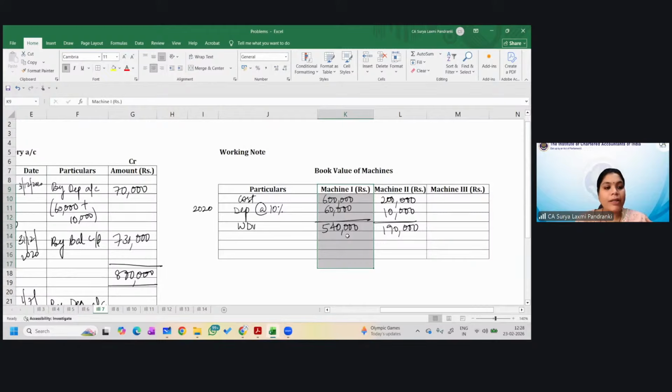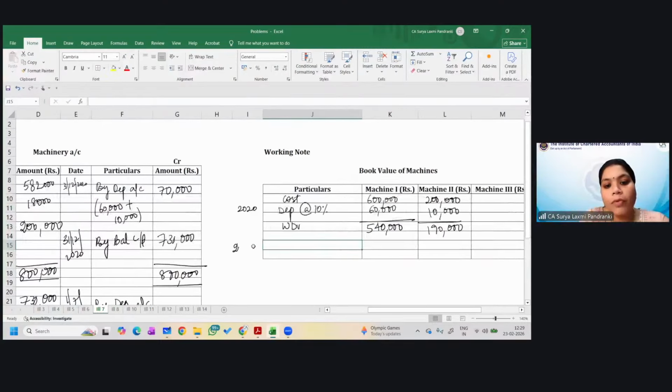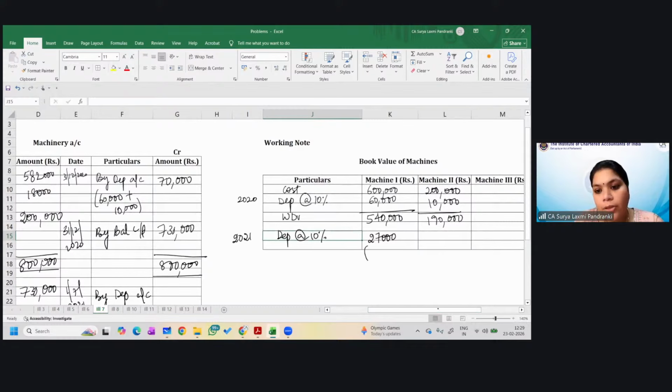Till 31st December 2020, you have already provided depreciation. After 31st December, it is also there for 6 more months. So for 6 more months, you will have to provide depreciation and then sell it, correct? So providing depreciation, 2021 May, depreciation at the rate of 10% again. How much is the depreciation? 27,000, okay. I'll show the calculation if you want. 5,40,000 into 10% into 6 by 12, okay.